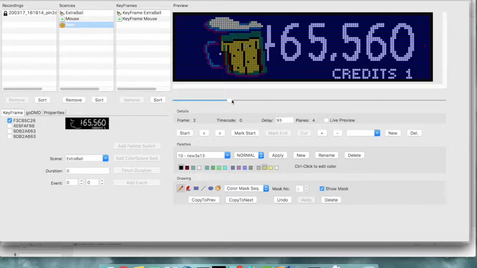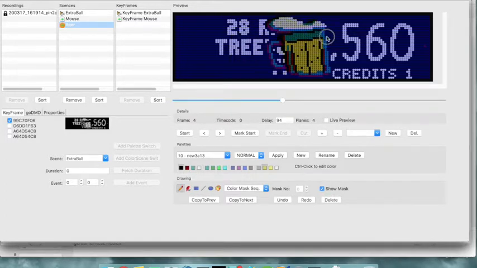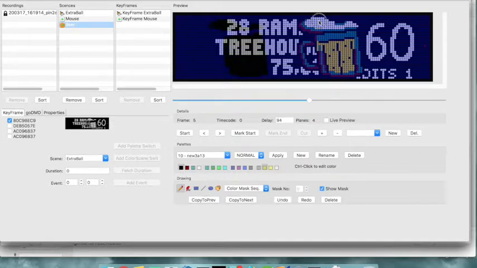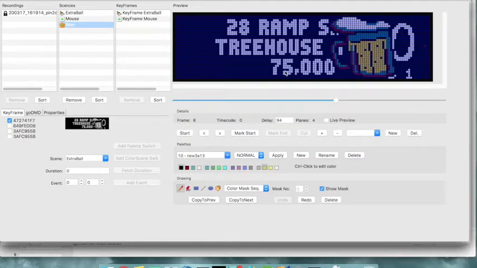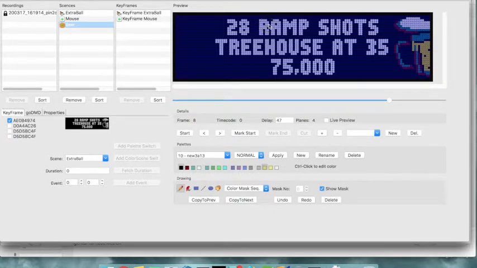I will copy the mask, move to the next frame, and insert the mask and put it on top of the beer glass. Again, same mask. Next frame. Again, what needs to match is only the beer glass. Next frame. Next frame. No, this was not good. We need to start over here. Again.